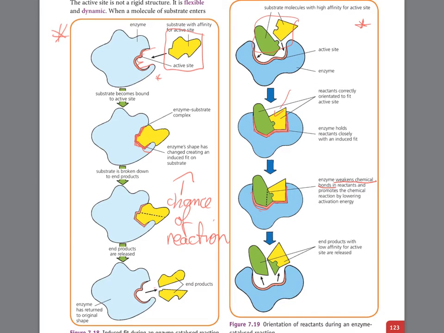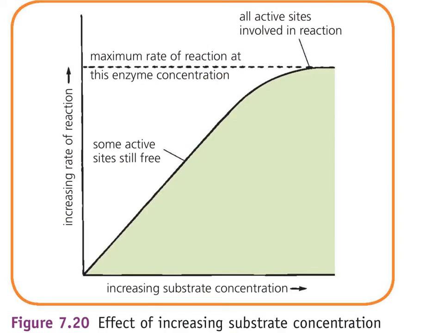And then in this situation here, when these products are formed, these products have a low affinity for the active site, so they are released, and that leaves the enzyme free to repeat the process with another two substrate molecules.